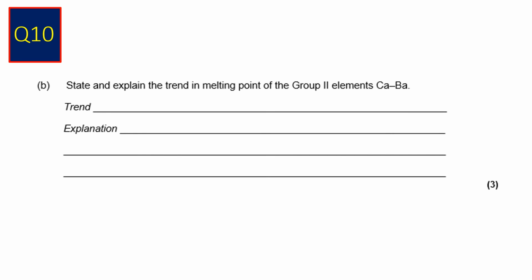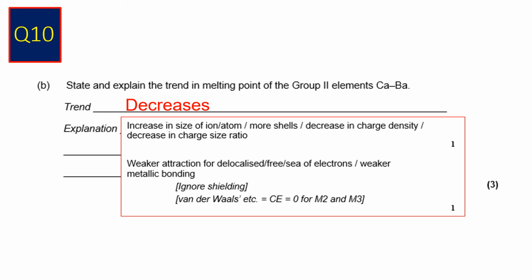Finally, state and explain the trend in melting point of the group 2 elements between calcium and barium. So the trend is it decreases. If you don't get this bit right, you don't get error carried forward. So trend decreases, that was worth 1 mark. Because there's an increase in the size of the ion, and so there is a weaker attraction between the delocalized electrons and the positive metal ion, so we end up with weaker metallic bonding.